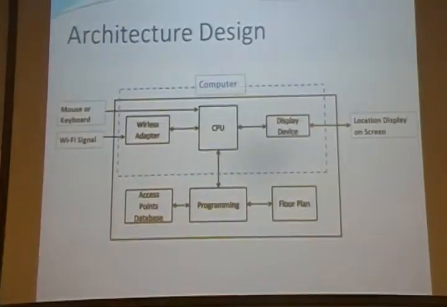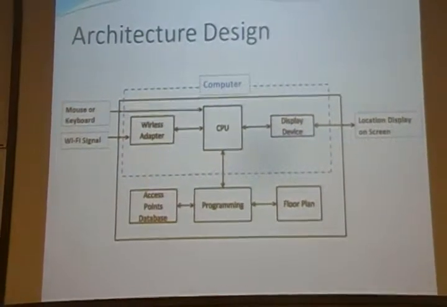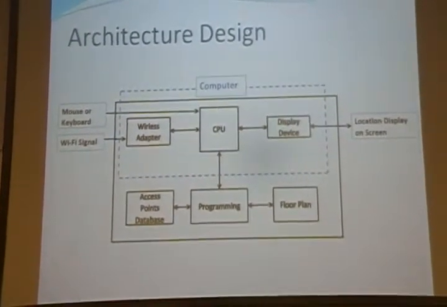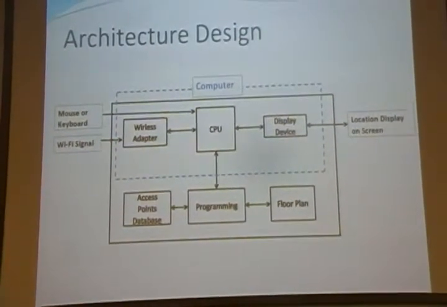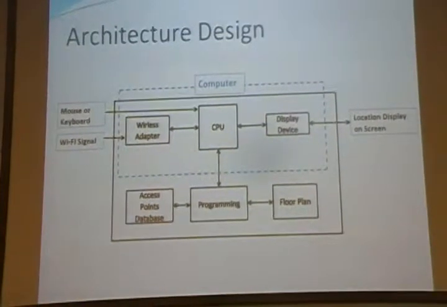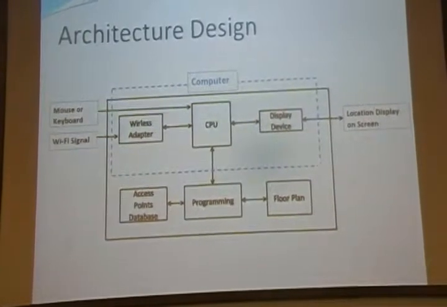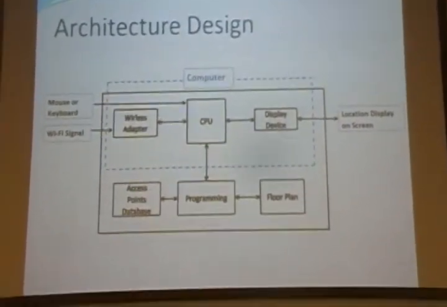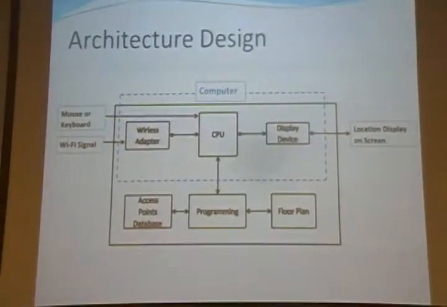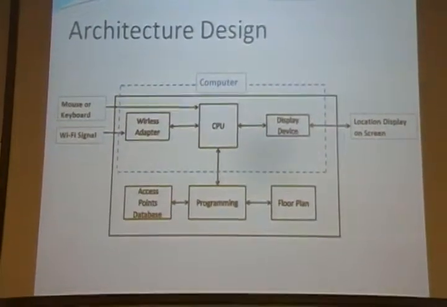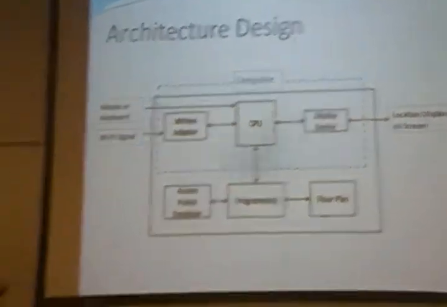This is the architecture design, which is more informative. You need a wireless adapter installed in your device to capture the signal from the access point. And you need a database to collect the access point signal strength and the MAC addresses. A floor plan is also essential for this. And to end this, we need a program to put all these together to display a user's location on the CPU or on the laptop.